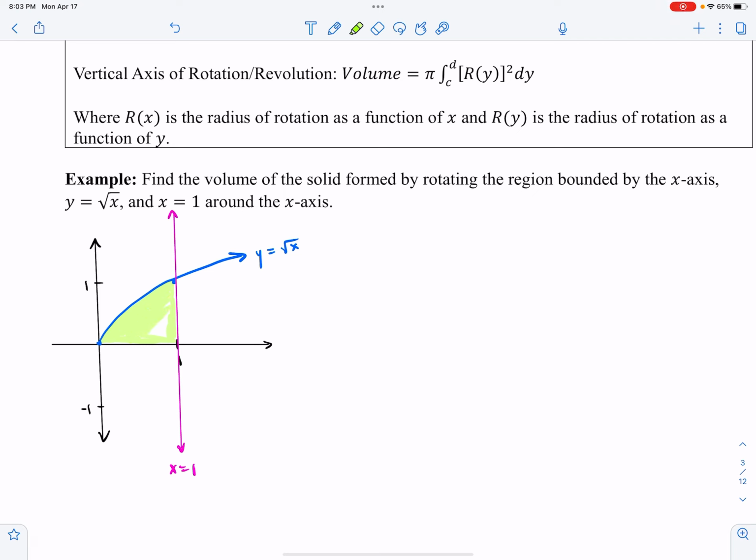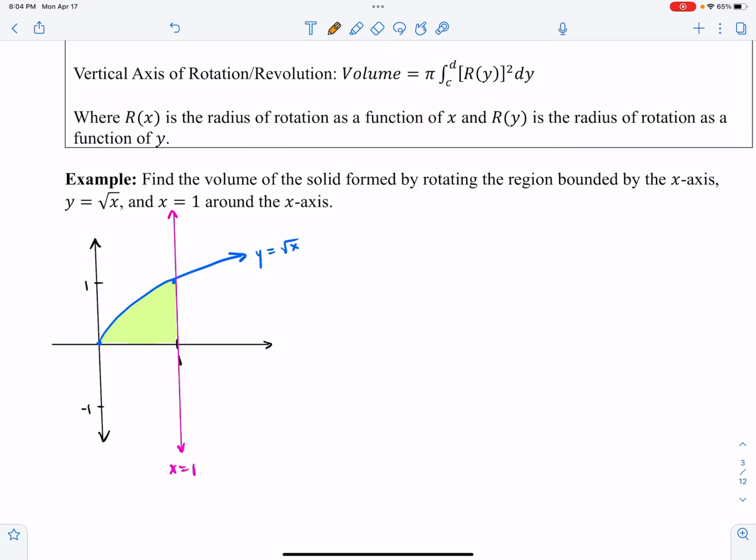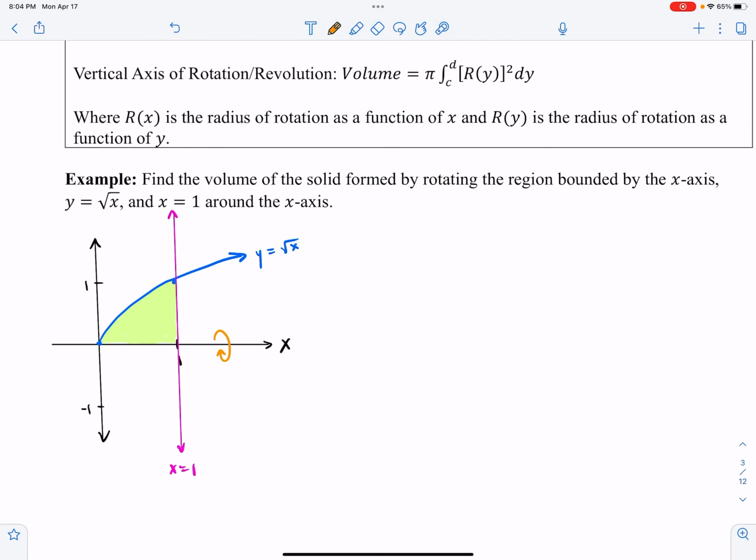So triple check that you have the correct region that you are thinking about being rotated. Drawing a picture can be a good idea if it's not given to you. Oftentimes on free response questions, the region will be given to you, like a picture of it. And then we are rotating around the x-axis. So that means that we're going to end up taking vertical slices, vertical cross sections, in order to find the volume.